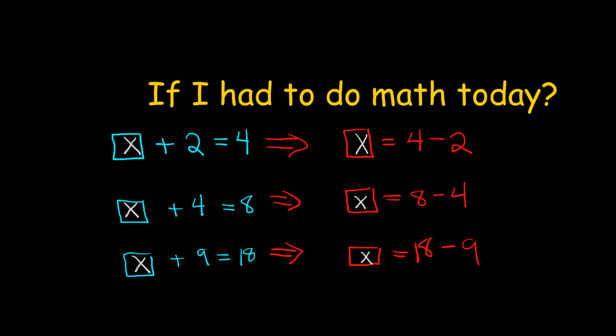The idea here is that if I see addition, then I should think the opposite, which is subtraction. So take away 2, and I should have 4 minus 2. Take away 4, and I should have 8 minus 4. If I take away 9, then I should have 18 minus 9. And then you can just fill in the blanks accordingly.